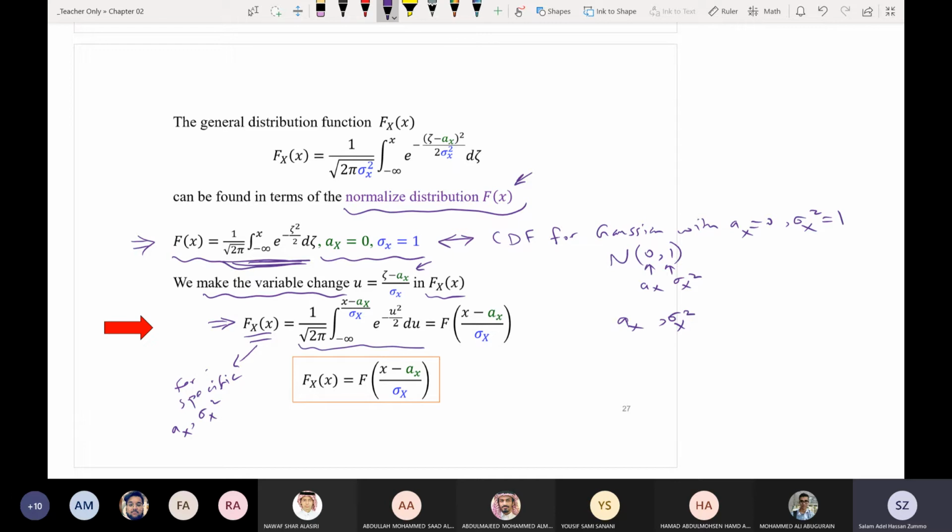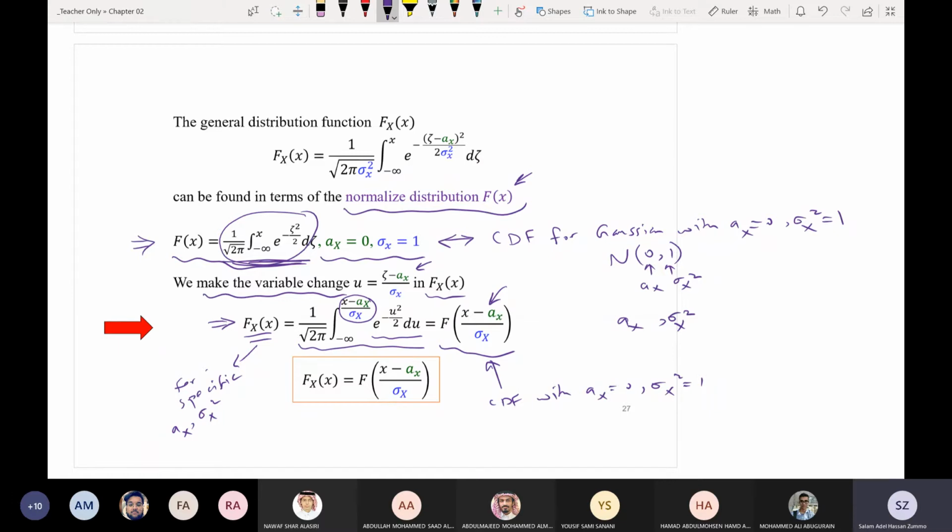When I make the change of variable, compared to the one here, I get basically this. The integral is up to x minus ax divided by sigma x with the same integral. So the only thing that changes is the limit. This is equal to F, which is already the function, the CDF with ax equals 0 and sigma x squared equal 1, but evaluated at x minus a divided by sigma x.